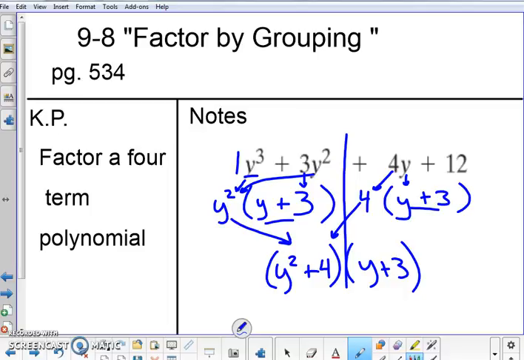Just like always, you can check your answer by multiplying it back out. In this case, it's a little easier. Y squared times y gives you the y to the third. Y squared times 3 gives you the 3y squared. 4 times y gives you the 4y. 4 times 3 gives you the 12. So this factoring by grouping is actually pretty easy to check mentally at the end. Okay? Just to have 2 more examples to go through.